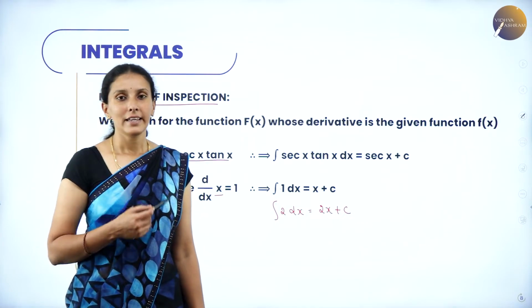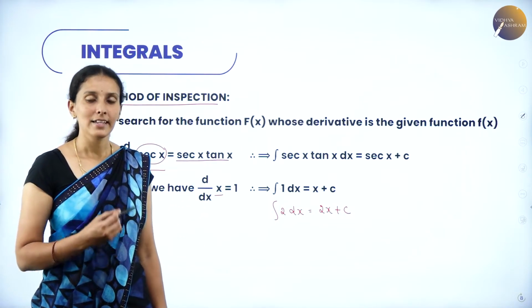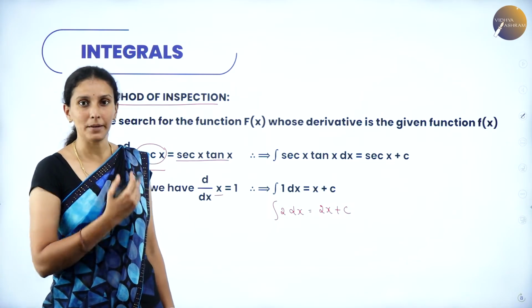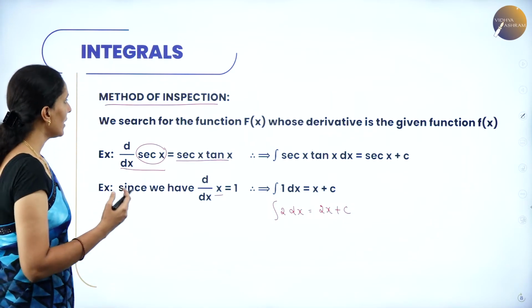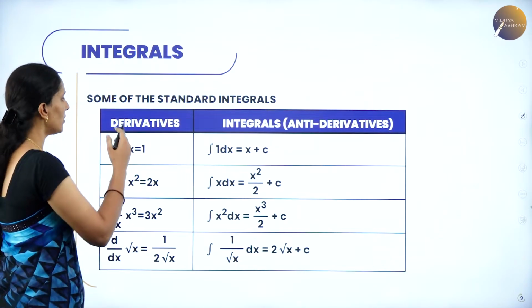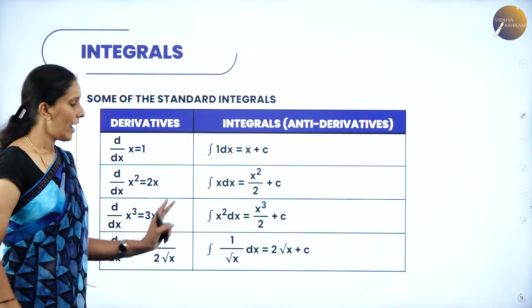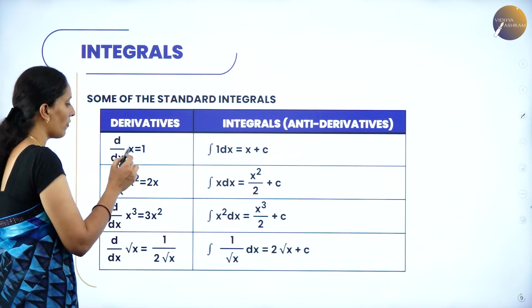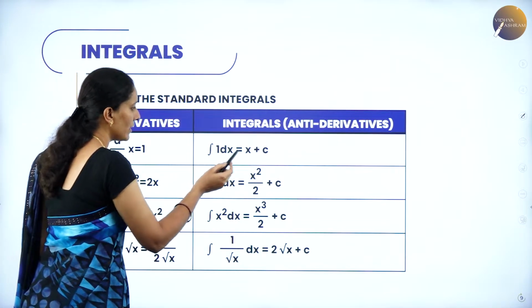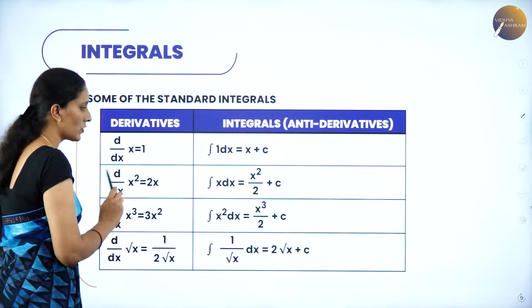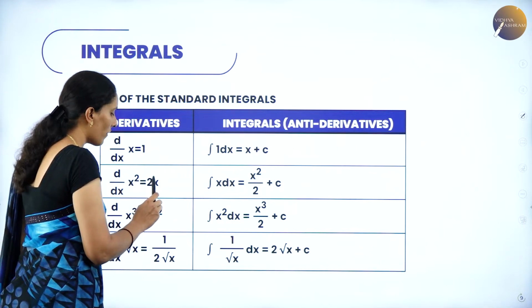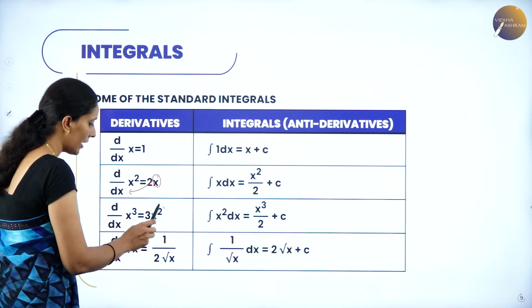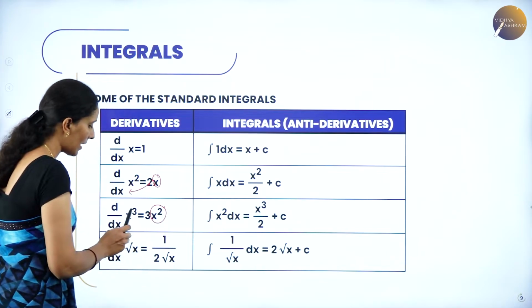So like this, here I have listed some of the standard integrals. Since we know the derivative of the function, we can recognize the function, which will become the integral value. That is why there are some standard integrals here. So the derivative is listed here, and vice versa, the antiderivative is also listed. If the derivative of x is 1, then the integral of 1 is x. The derivative of x square is 2x. Thus, the integral of x becomes x square divided by 2. And here, the integral of x square becomes x cube by 3.